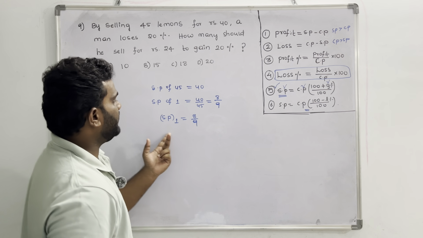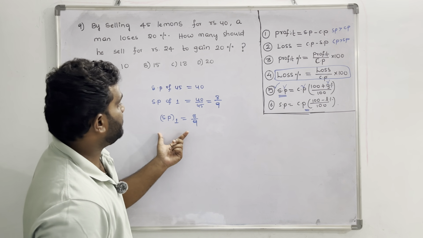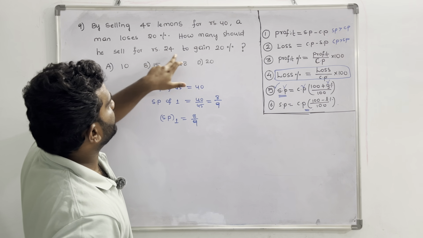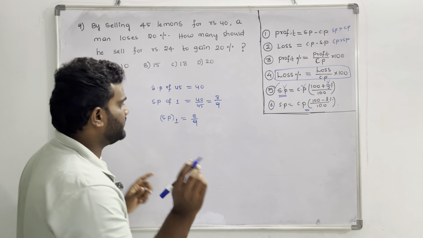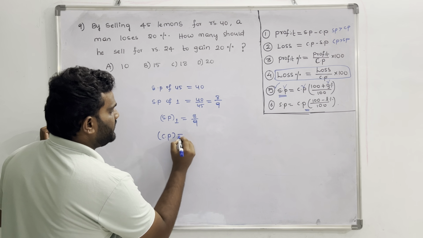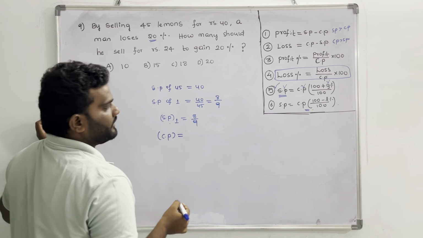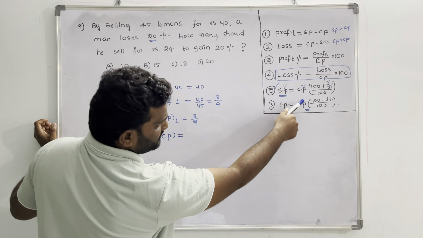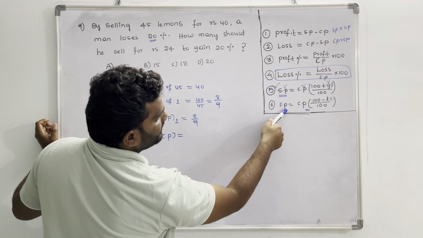If the selling price of one lemon is 8 by 9, find the cost price. Because if you find the cost price, we can easily find the selling price of one lemon at a profit of 20%. Okay, that is the concept here. Now find the cost price. Cost price is nothing but, when selling price is given and loss percent of 20 is given, what is the formula?